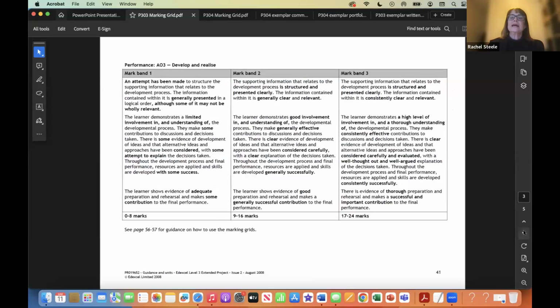If we move on to AO3, which I love that we always describe as the big one, we see that we're looking for a high level of involvement in and thorough understanding. So it's that complete connection and ownership to the work and the development journey.